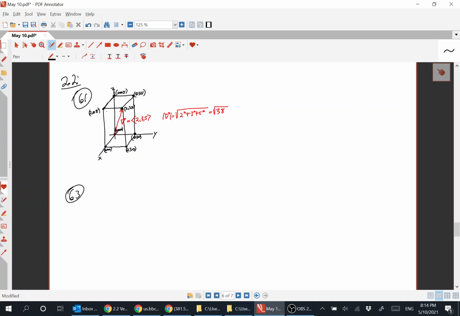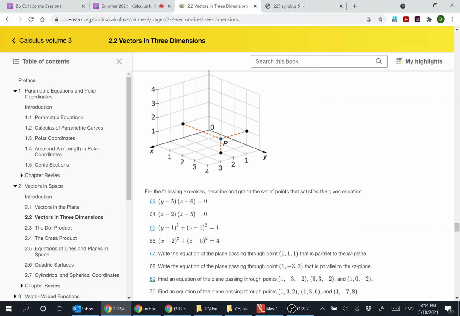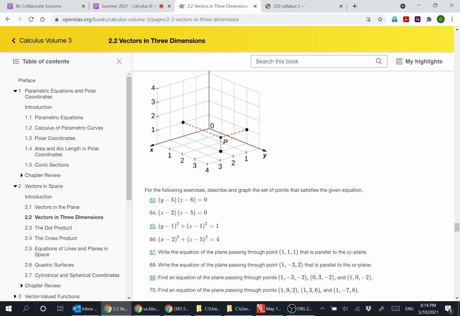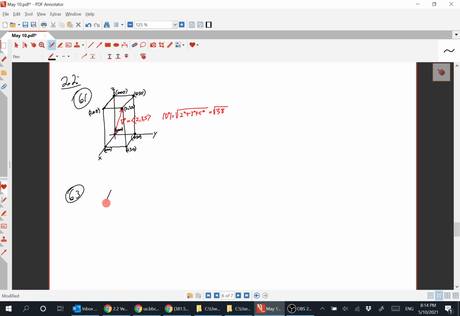All right, 63. For the following exercises, describe and graph the set of points that satisfy the given equation. So (y minus 5)(z minus 6) equals 0. What does this mean? This is equal to 0 when y is equal to 5 or z is equal to 6. Y equal to 5.